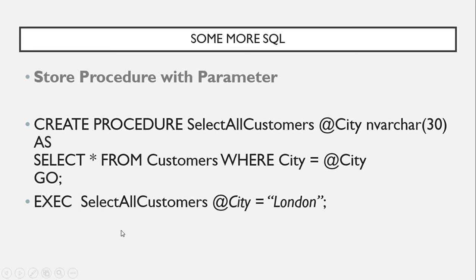And when I try to execute SelectAllCustomers, I have to identify the value for the parameter city. So currently, I push London into the city, and the London is going to be passed over here. And when I execute this stored procedure, the SQL looks like select star from customers where city equals London. I can change London to anything I want, but I just want to pass it into the SQL over here.